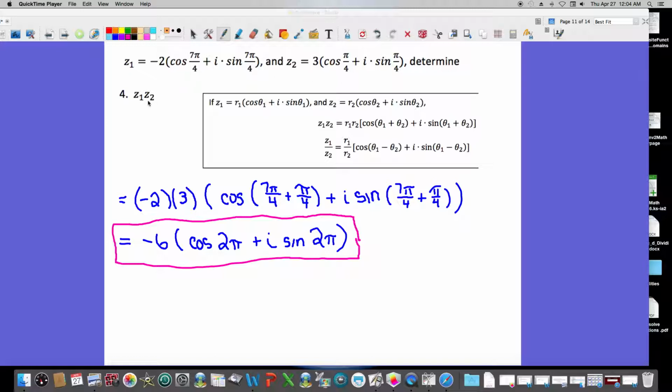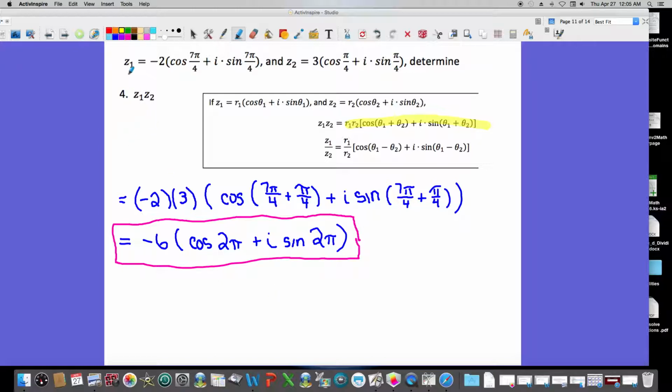So if I'm going to multiply these complex numbers together, according to my formula, I want to multiply r1 and r2. I want to multiply -2 times a +3 and get a -6. And then I want to add my angles together. And again, I'm fortunate that they've given me two angles in radian measure that have a common denominator. So 7 pi over 4 plus pi over 4 is just 2 pi, because it's 8 pi over 4, and 8 divided by 4 is 2. And we're done.